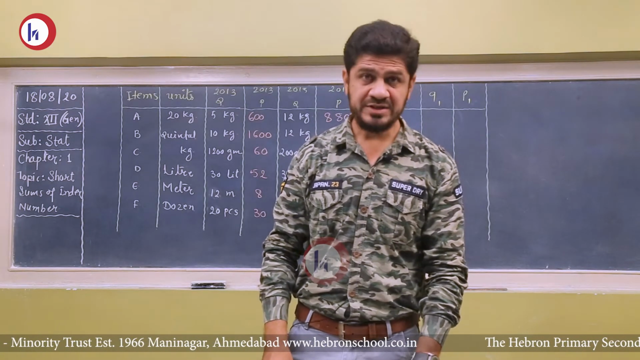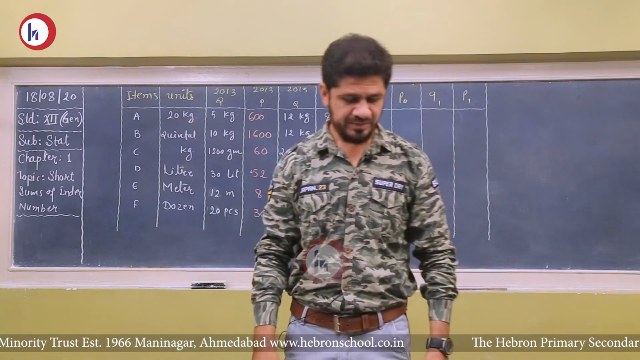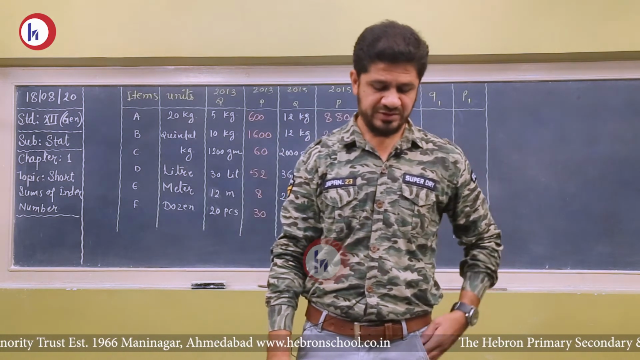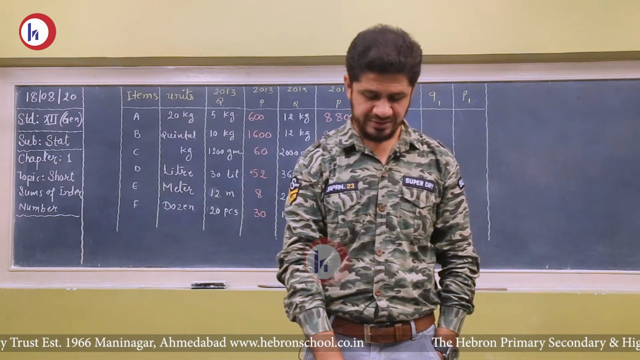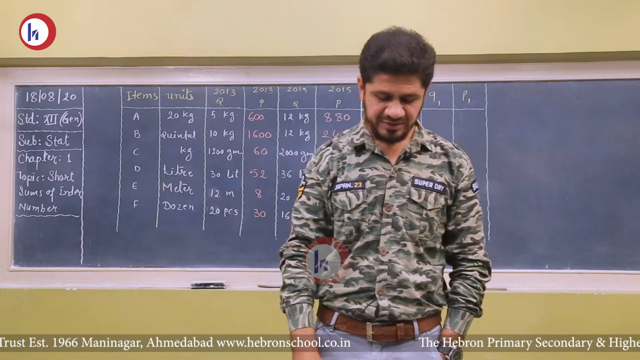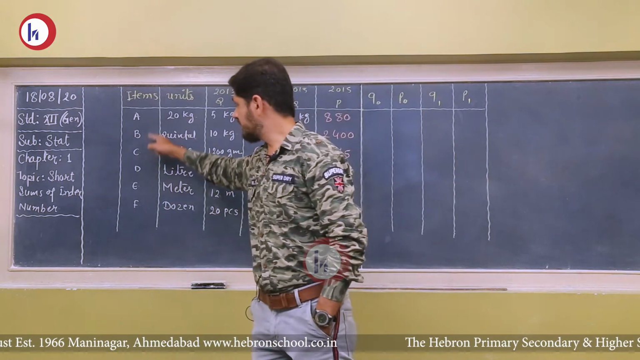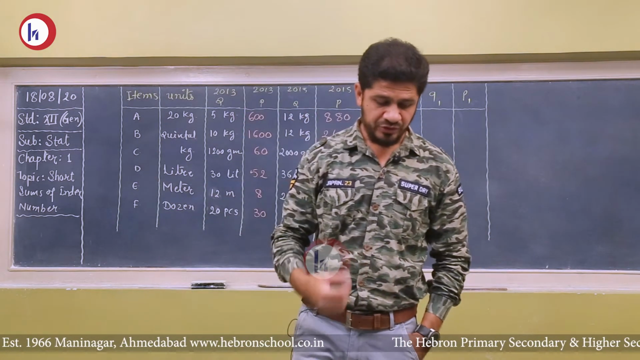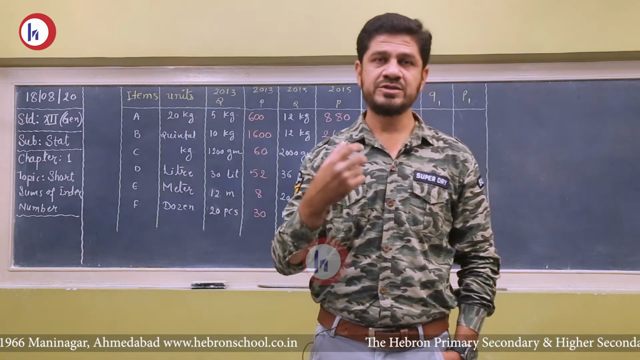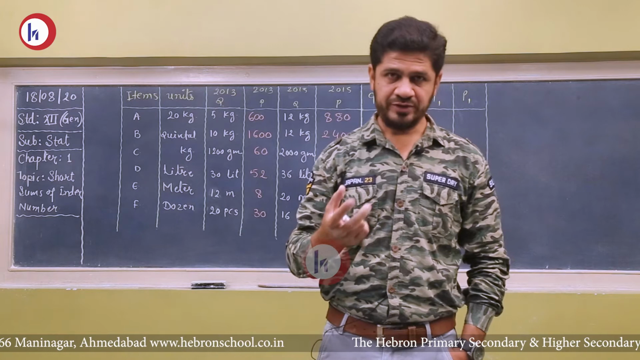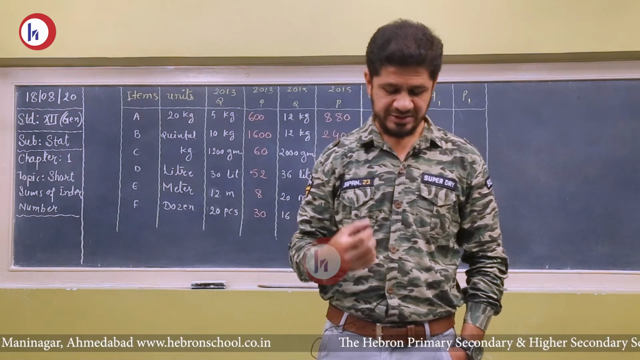Now on page number 54, sum number 3: compute the Fisher's index number from the data given below about 6 different items. Items A, B, C, D, E, F are given to us. Now unit, quantity of base year, price of base year, quantity of current year and price of current year are given to us.